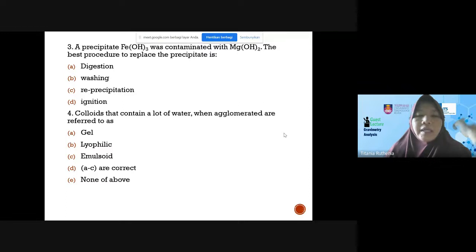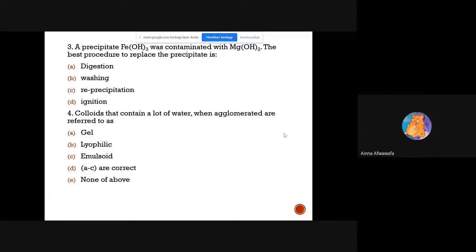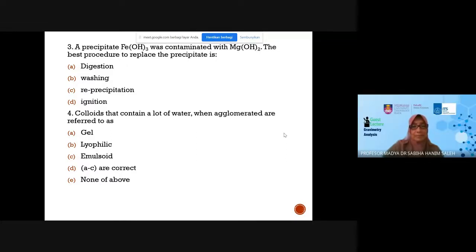Colloids that contain a lot of water, when agglomerated, are referred to as... B. D. No. B. Gel. But lyophobic will be straw. Lyophilic will be gel. It should be A. Okay.